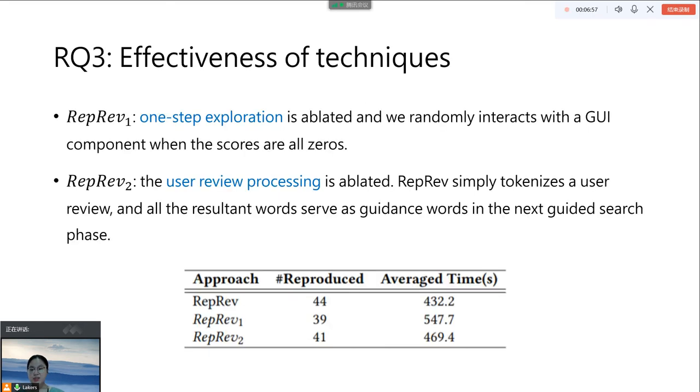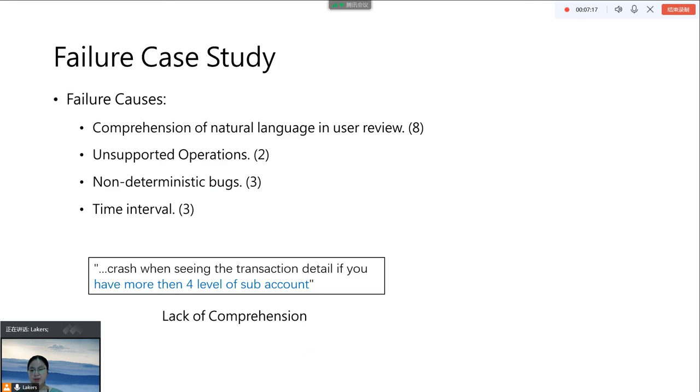For the last research question, we evaluate the effectiveness of 2 major techniques of our approach: one-step exploration and user review processing. The results show that they are both useful to improve search efficiency. We also studied the failure cases of our tool. I will not explain them all due to the time limit. I only show one example here.